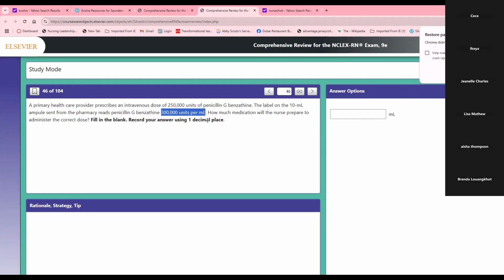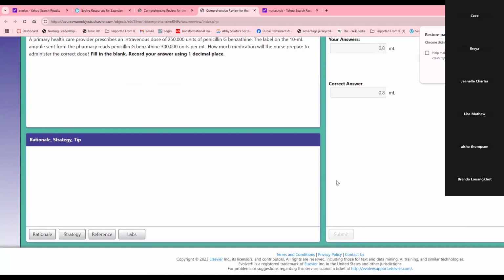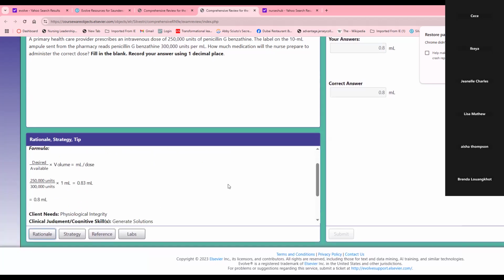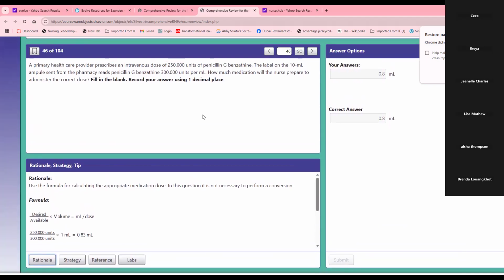Try it again, and let's make sure you got the right answer. Do you need me to set it up on the whiteboard? No. Okay, everybody's good with this one? The answer is 0.8. And in real life, that's how it's going to come, guys, because pharmacy's not going to run it up there every time you need a dose.